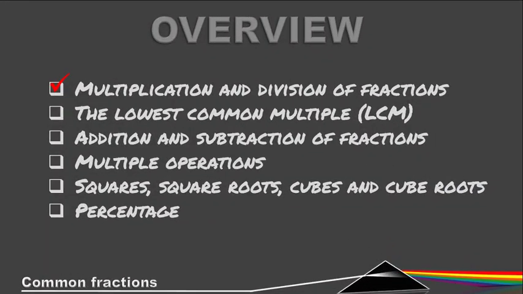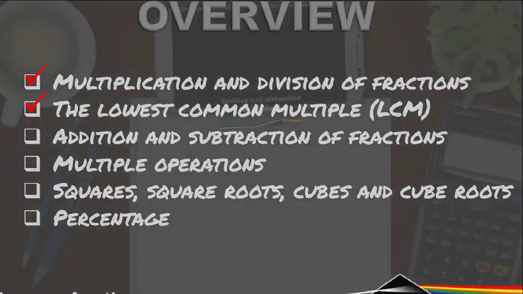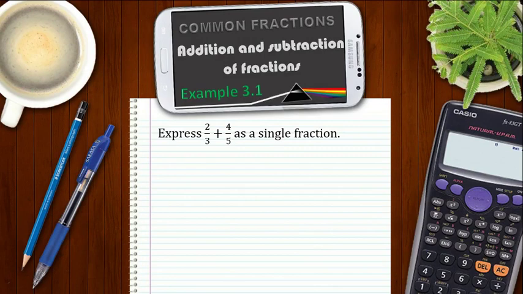Okay, so now that was lowest common multiple. And the biggest reason we actually did that now was so that we have the tools to apply when we have to add and subtract fractions. So our first example is then going to be: express 2 over 3 plus 4 over 5 as a single fraction.